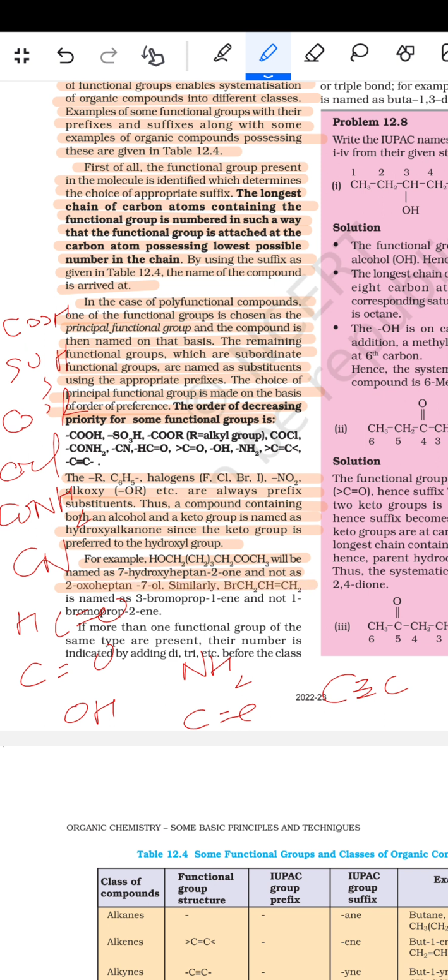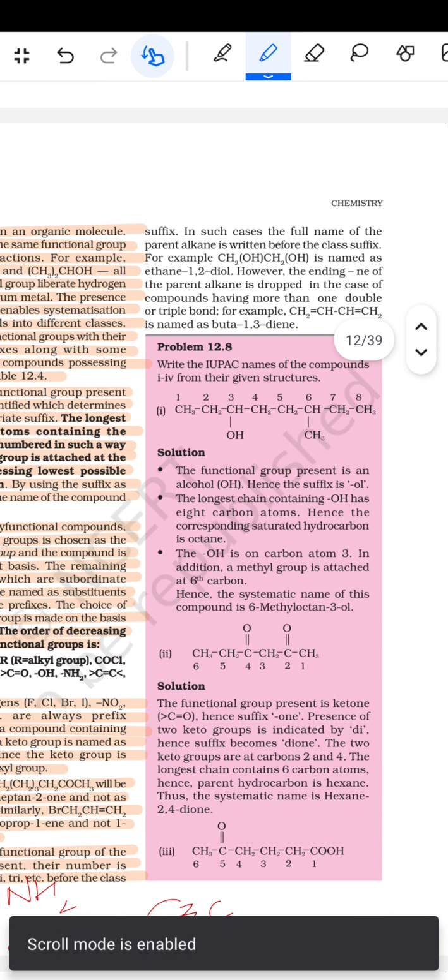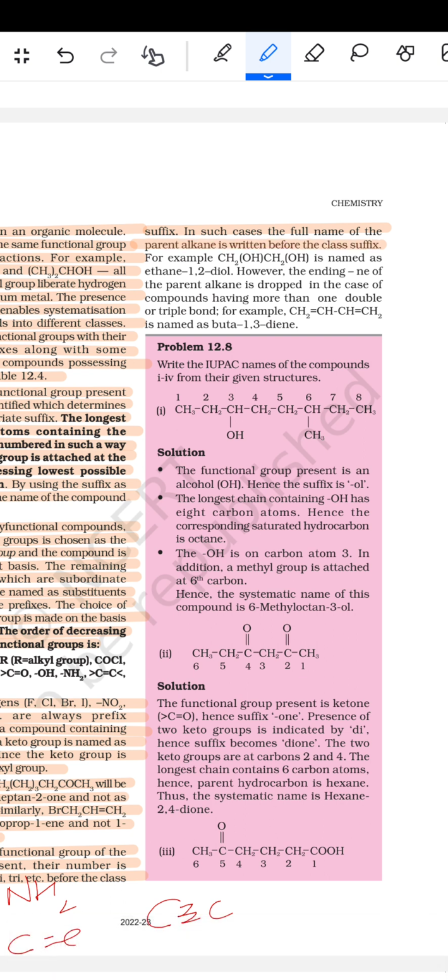Similarly, BrCH2CH2C≡CH is named as 3-bromoprop-1-yne and not 1-bromoprop-2-yne. If more than one functional group of the same type are present, their number is indicated by adding di, tri, etc. before the class suffix. In such cases, the full name of the parent alkane is written before the class suffix. For example, CH2OH-CH2OH is named as ethane-1,2-diol.